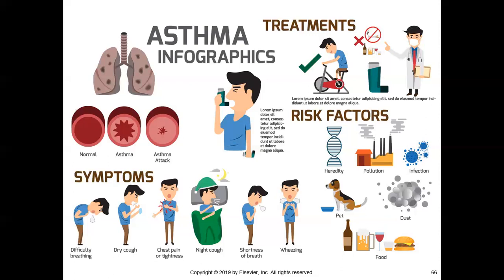So the risk factors: sometimes asthma is hereditary, so it is carried from the family. Also pollution, infection, dust, pets, or some kind of food allergies, right?